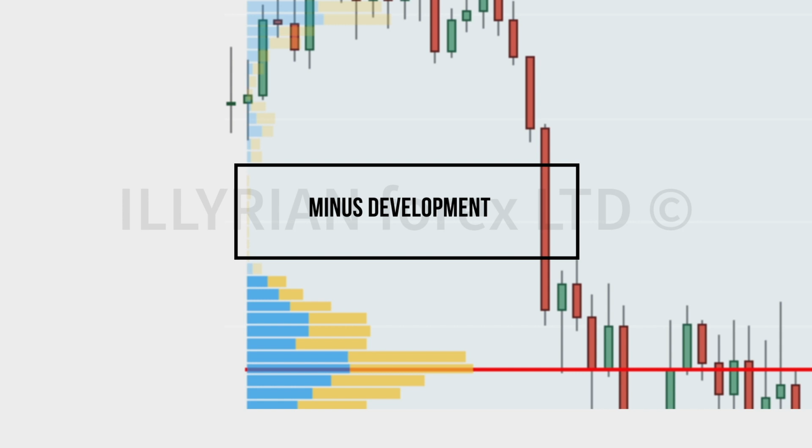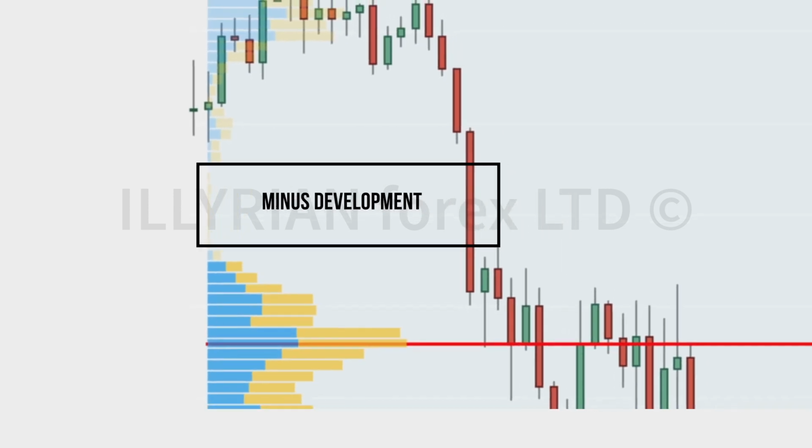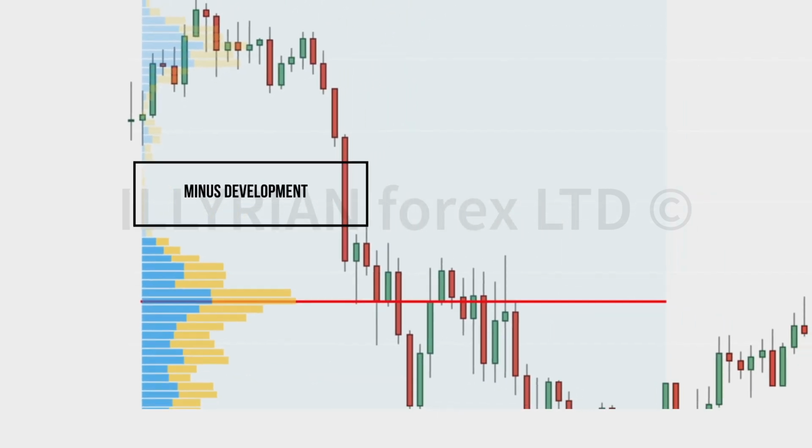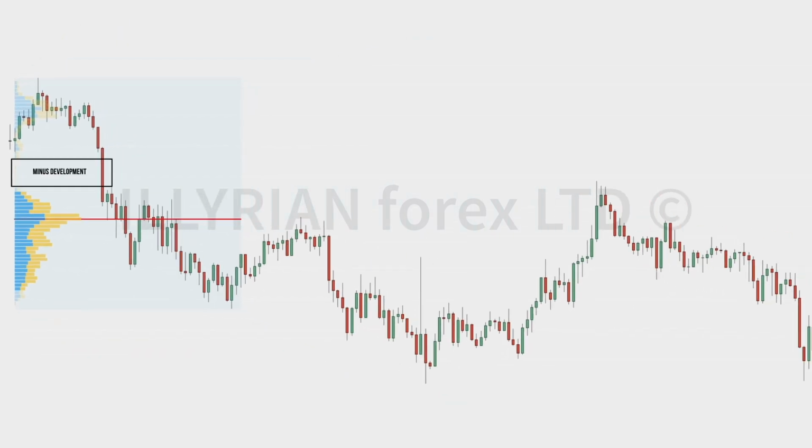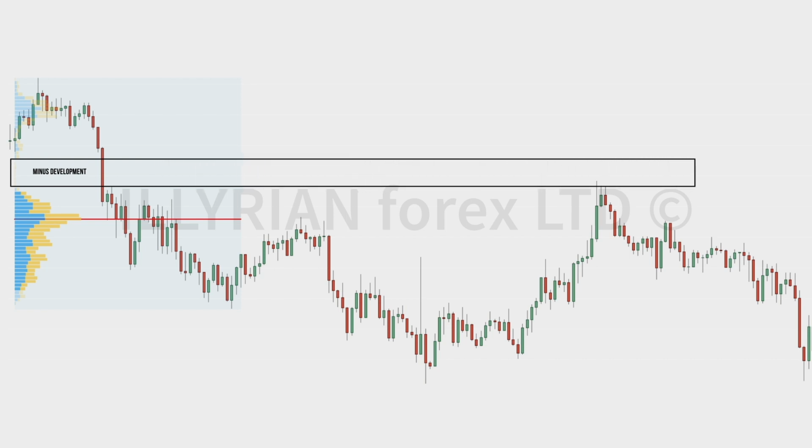Single prints are significant structural elements on a profile chart because they identify price levels where the long-term traders demonstrated either aggressive buying or selling behavior in the market. These aggressive levels of involvement provide us with insights about the sentiments of the long-term participants in the market.